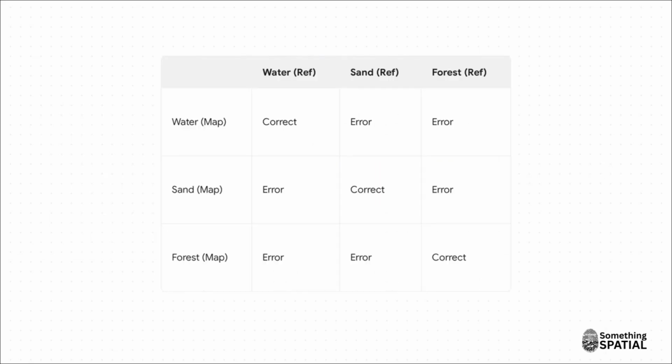Let's break down the structure. It's actually pretty simple. By convention, the rows represent the map, so the classification results from our algorithm. The columns represent reality, the ground reference data. If you follow a row and column of the same name, say water and water, they meet in the diagonal. Any numbers on that diagonal? That's a perfect match. The algorithm nailed it. Any numbers falling outside that diagonal, in the off-diagonal cells, those are your errors.